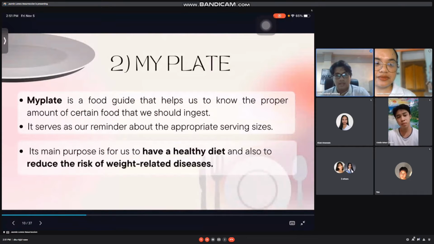The next dietary guide is the My Plate. It's a food guide that helps us to know the proper amount of certain food that we should ingest. It serves as a reminder about the appropriate serving sizes. Its main purpose is for us to have a healthy diet and also to reduce the risk of weight-related diseases. Okay, next will be a diagram. Next slide, please.